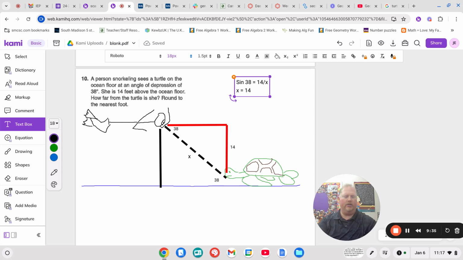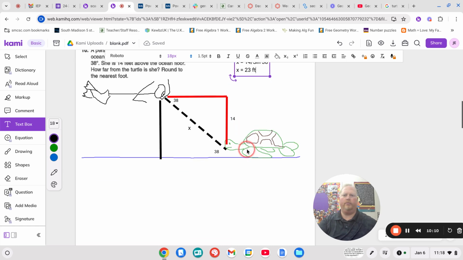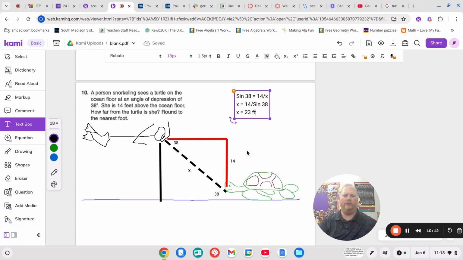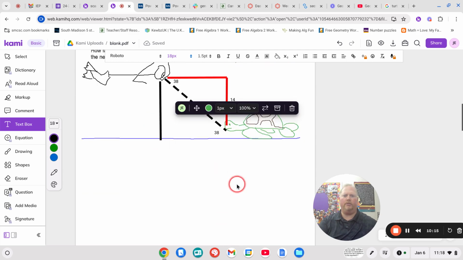So the 14 stays in the numerator. So now I've got x by itself. 14 divided by sine of 38. So I'm going to grab my calculator and do 14 divided by sine of 38. And I get 22.73. Round to the nearest foot, that's going to be 23 feet. Final answer. That's how far the snorkeler is from the turtle.